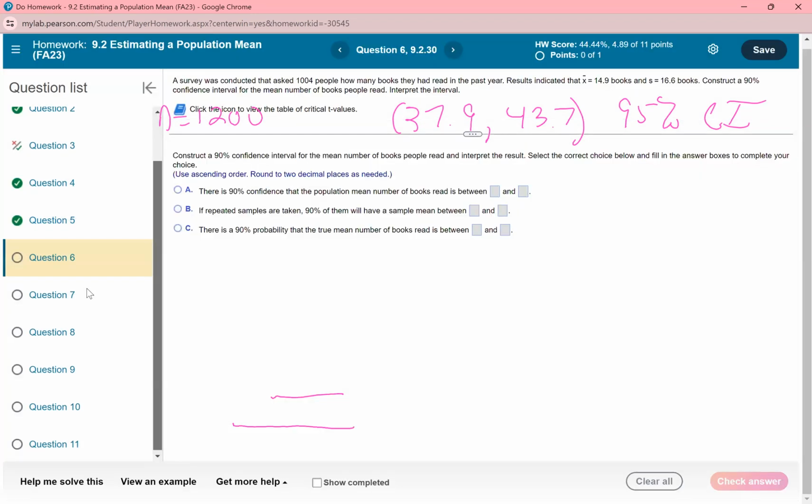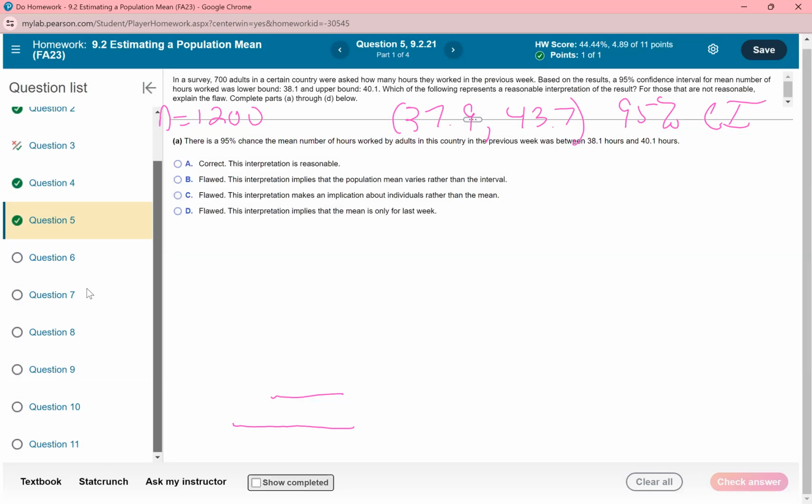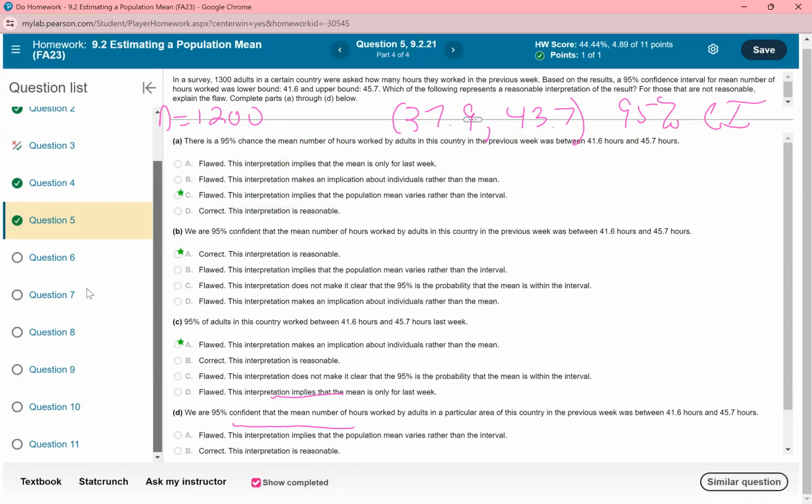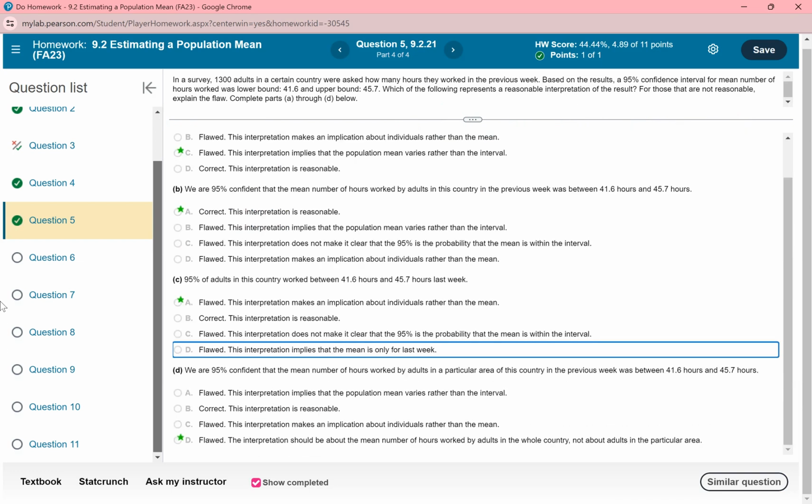All right, let's go back. Oh, I think if I go back and change it changes. Yeah, it does it all again. Okay. So when you guys are taking a look at that, again, on this last one, it says 95% confident the mean number of hours worked by the adults in a particular area. Back up at the beginning, it says 1,300 adults in a certain country were asked. It didn't say anything about an area. All right, so D kind of really does make sense.